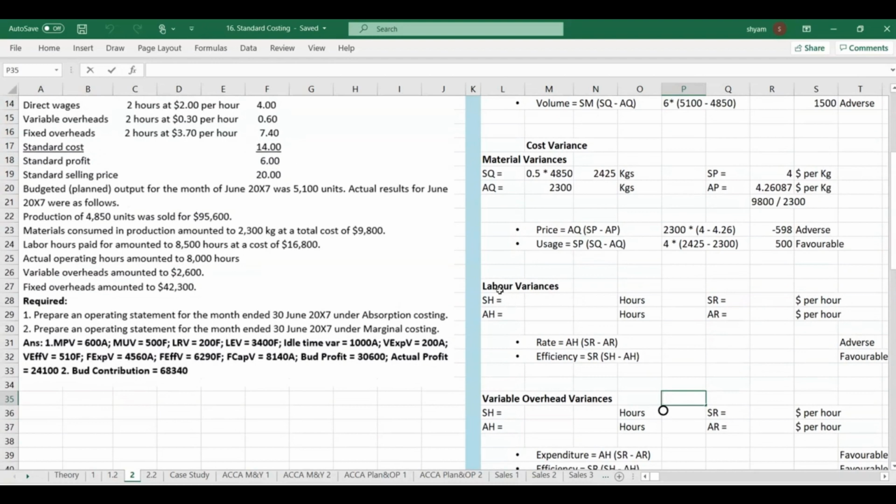So the next variance is labor variance. So labor variance is standard hours, actual hours, standard rate, and actual rate we have to get. Let's get the standard hours. See, it takes 2 hours to produce a product, right? And how many products the company produced? It produced 48850 units.